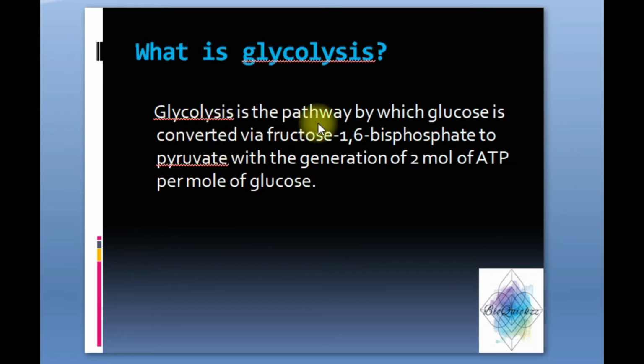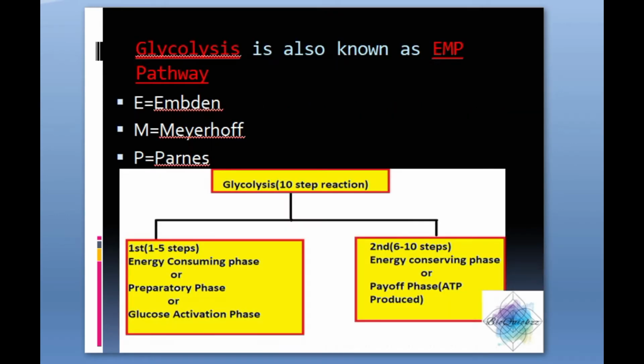Glycolysis is the pathway by which glucose is converted via fructose 1,6-bisphosphate to pyruvate with the generation of 2 moles of ATP per mole of glucose. It means that in glycolysis, one molecule of glucose will give 2 moles of ATP and 2 moles of pyruvate. Now, let us see.